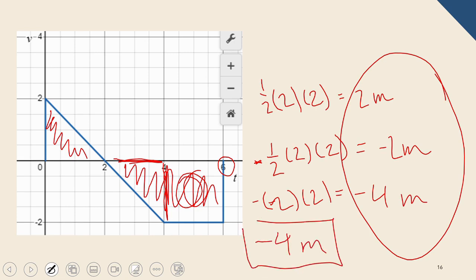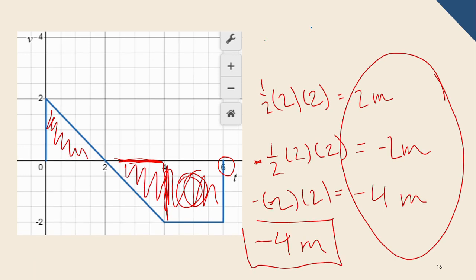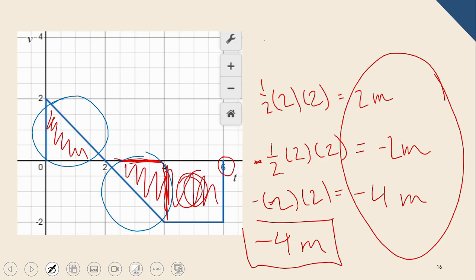And another super quick way to look at this calculation is just to see that these two triangles over here and here look the same area, but one's positive and one's negative, so they both cancel out, and then you can just take the area of the square to find your total displacement covered. So making quick connections like this is a skill that you want to develop for your AP exam.